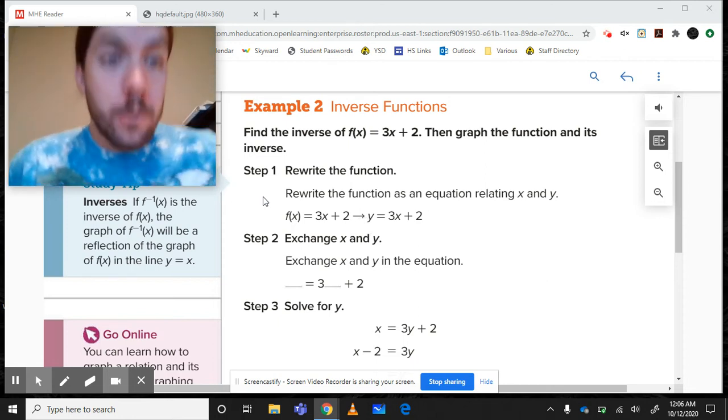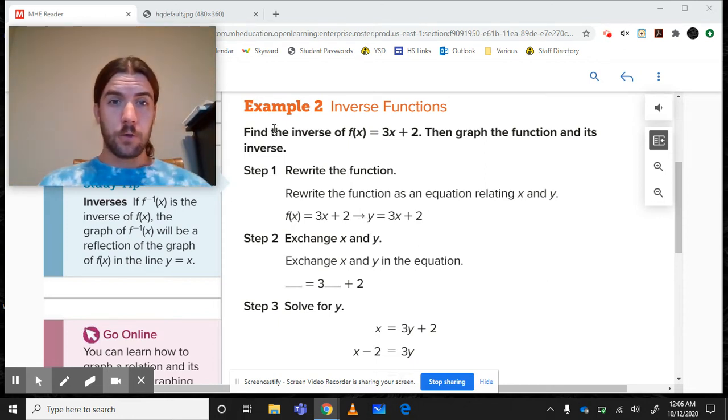Okay, so in example number 2 here, we're going to find an inverse function. We're going to find the inverse specifically of f of x equals 3x plus 2. We're going to graph the function and its inverse. As it turns out, linear functions and some other functions, but especially linear functions, are really easy to find inverses of.